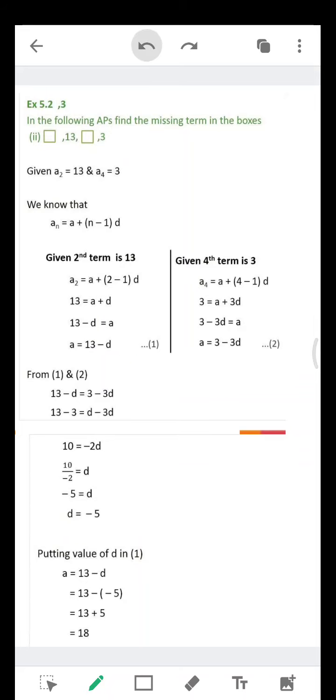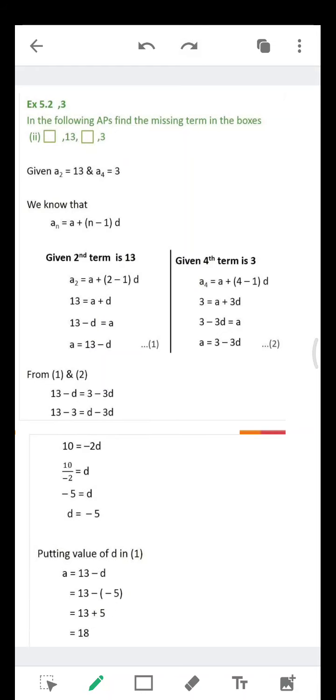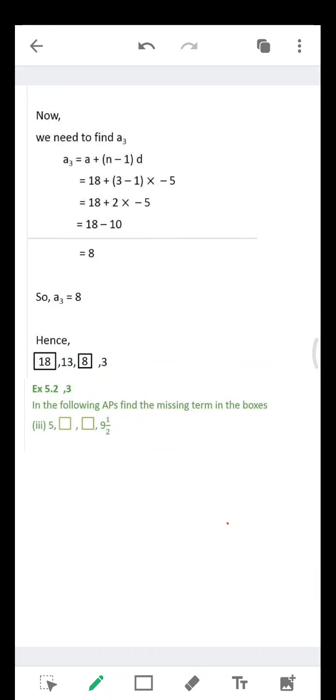Now we can find the missing terms. So what is the first term in this? We have already got the first term, that is A is 18. So this is your first term A. We have to find the third term now. To find the third term, we'll again use the formula A plus N minus 1 into D. What are our A and D values? A was 18 and D is minus 5. We'll substitute in the formula and we get A3 as 8. So finally we have got the values of the first term and third term.